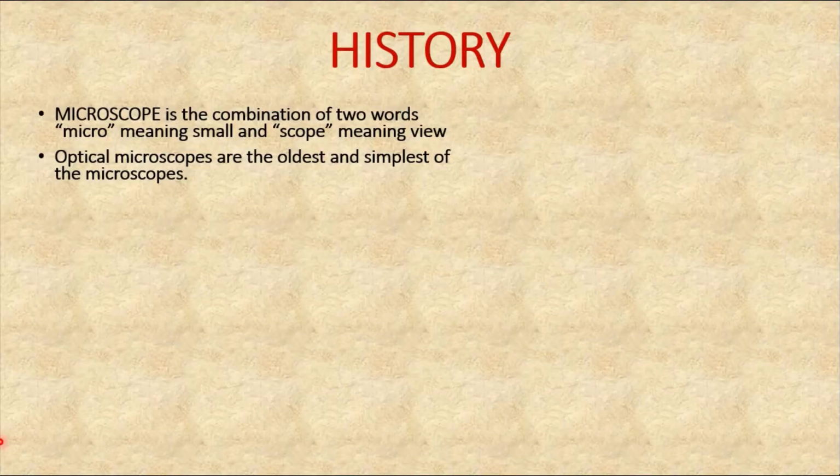So here, coming to the history, the most important tool of biologists is the microscope, and the invention of the light microscope in the 16th century is perhaps the single most important contribution ever made to the advancement of biology. The word microscope is a combination of two words: micro means small and scope means a view. And optical microscopes are considered the oldest and simplest of the microscopes.